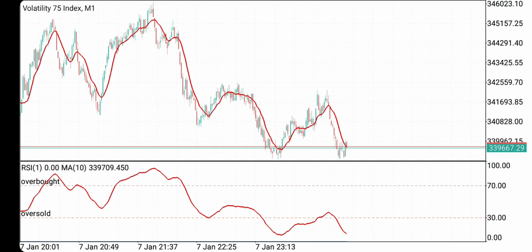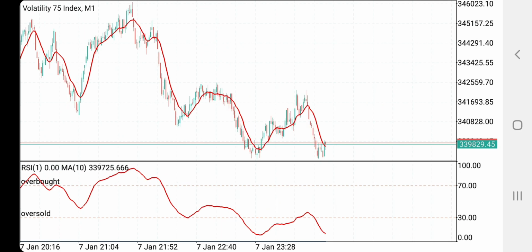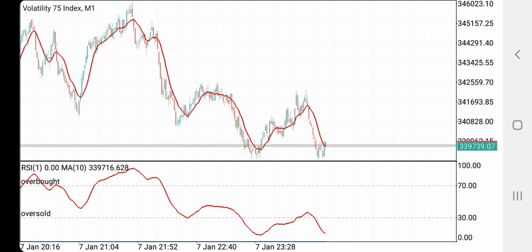Okay, so ladies and gentlemen, let me explain how this works. Let me get my little pen. It's not that hard, literally. What we're looking for are overbought and oversold levels.